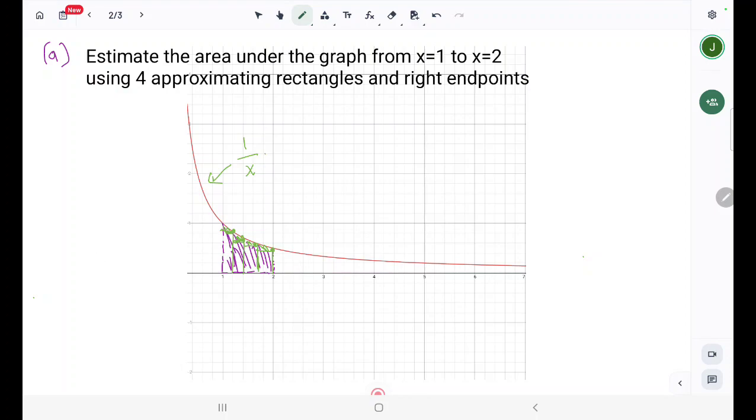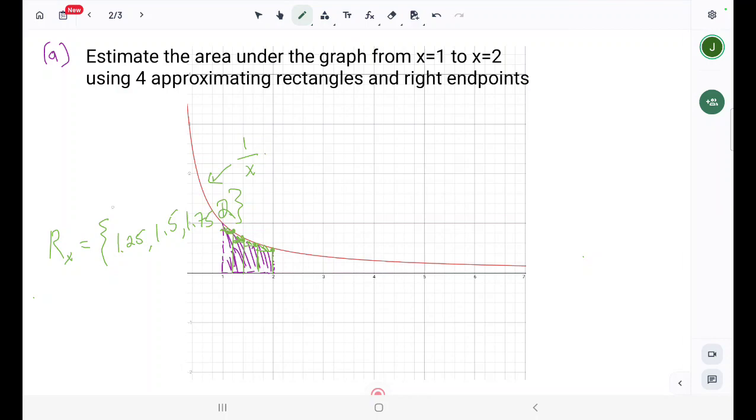But the right endpoints, which I'm going to call the right endpoints at x, is going to be the set 1.25, because that's going to be the first right endpoint, 1.5, 1.75, and 2. So 4 points: 1.25, 1.5, 1.75, and 2.